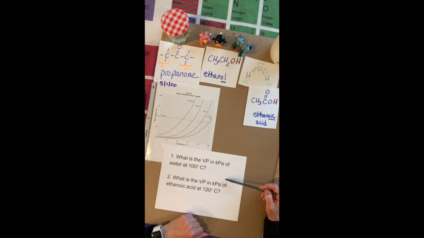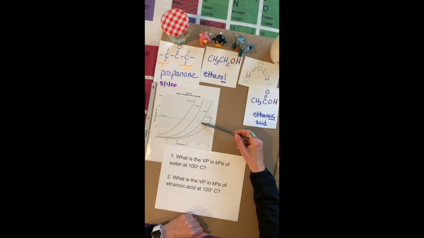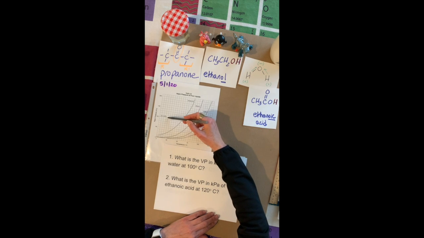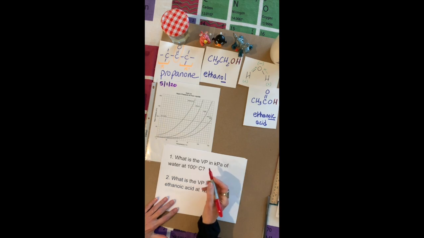So, first question, what is the vapor pressure in kilopascals of water at 100 degrees Celsius? Well, when we read across, we get to 100 degrees Celsius. We travel up, and you will note we intersect right here. We follow that dotted line, and we get 101.3 kilopascals. This happens to be the vapor pressure of water at sea level.